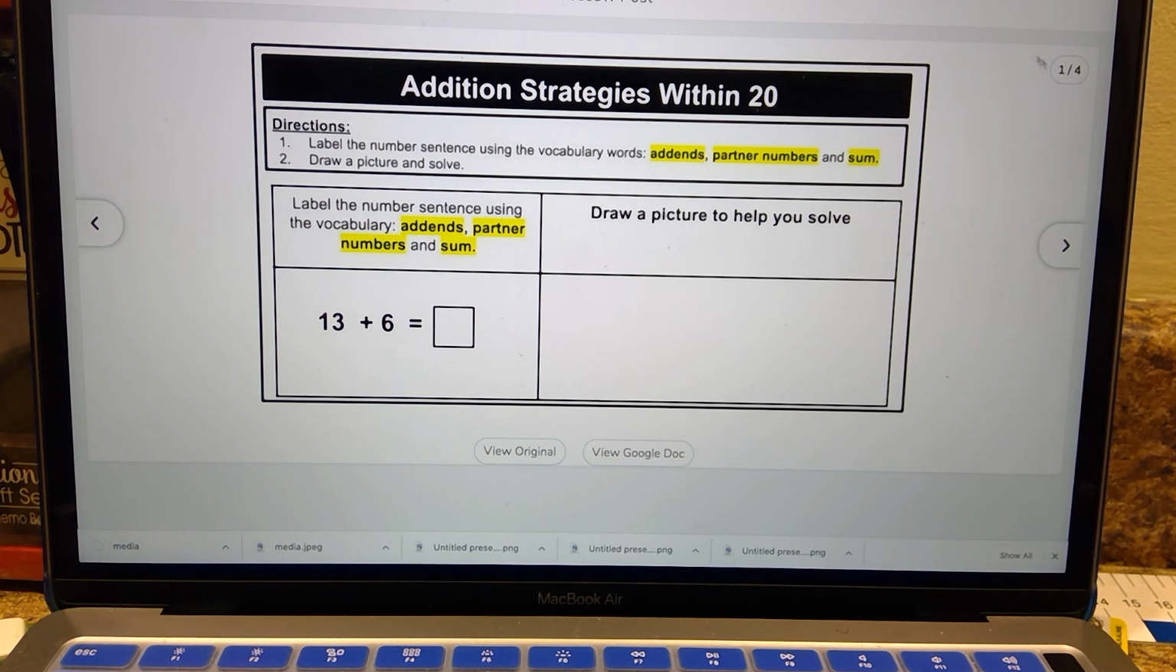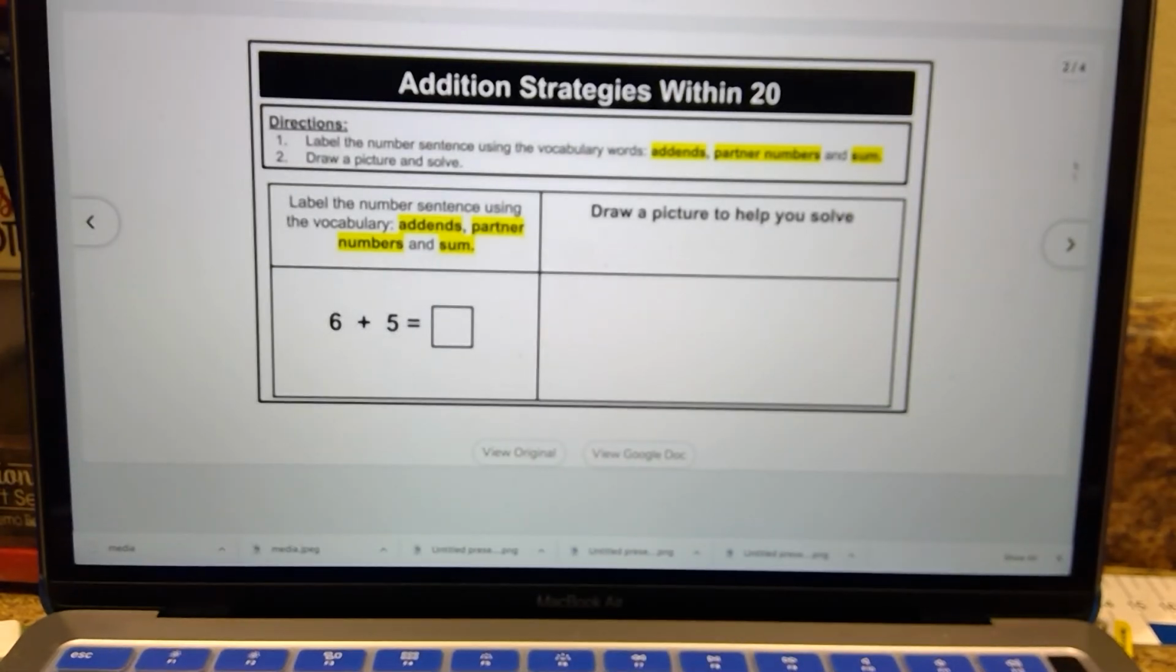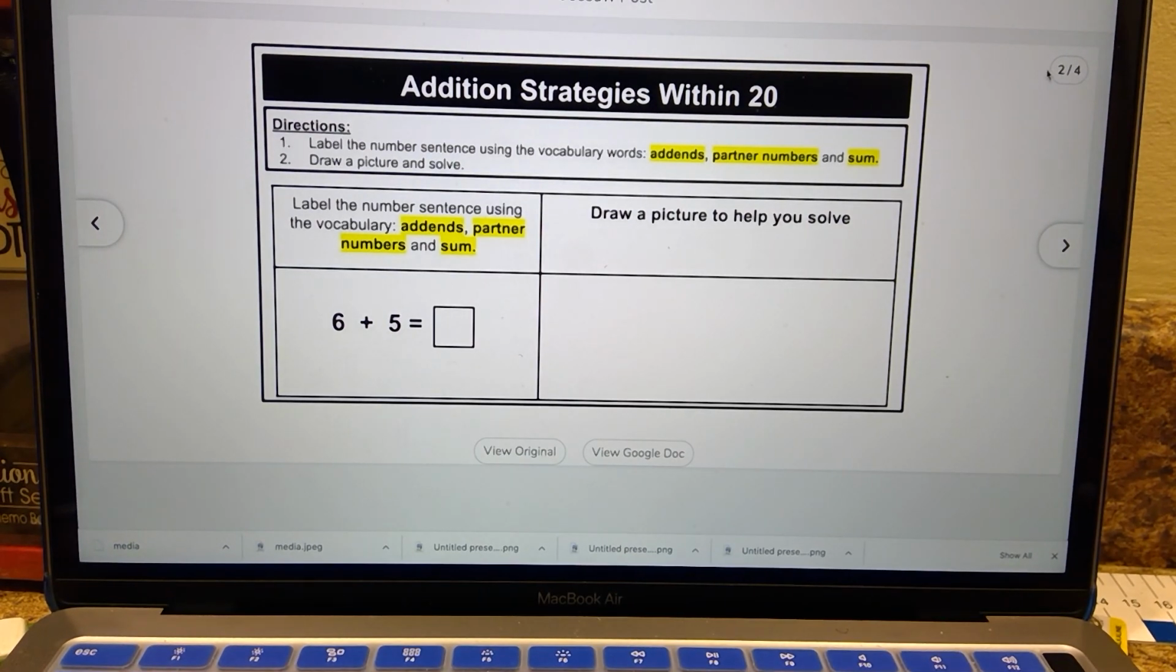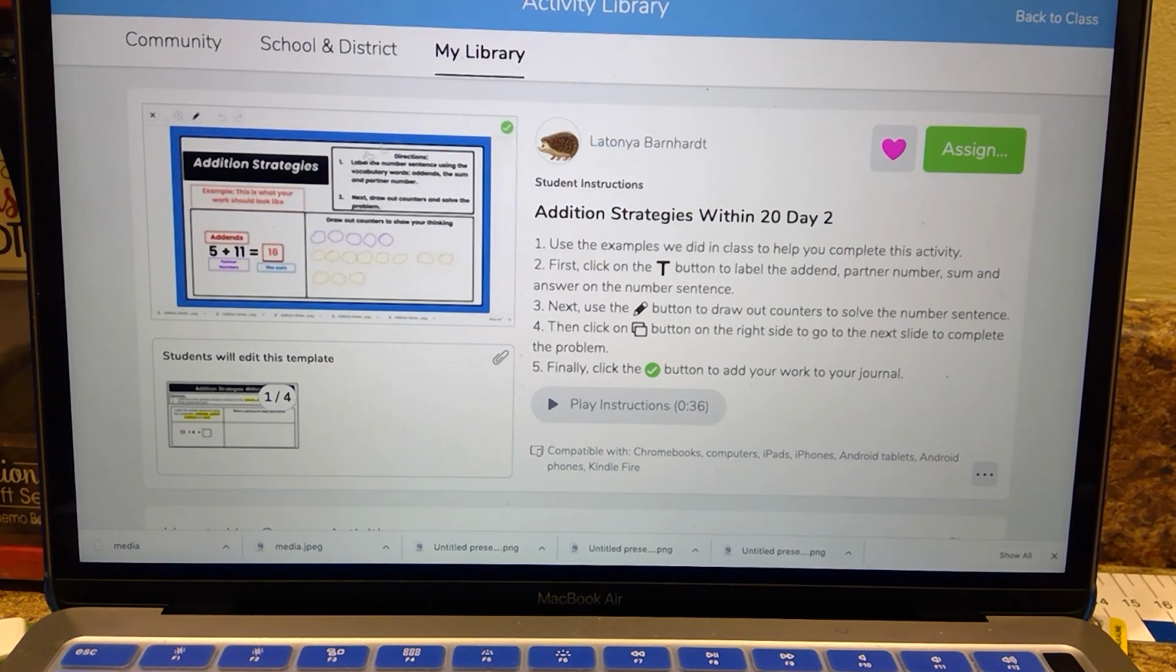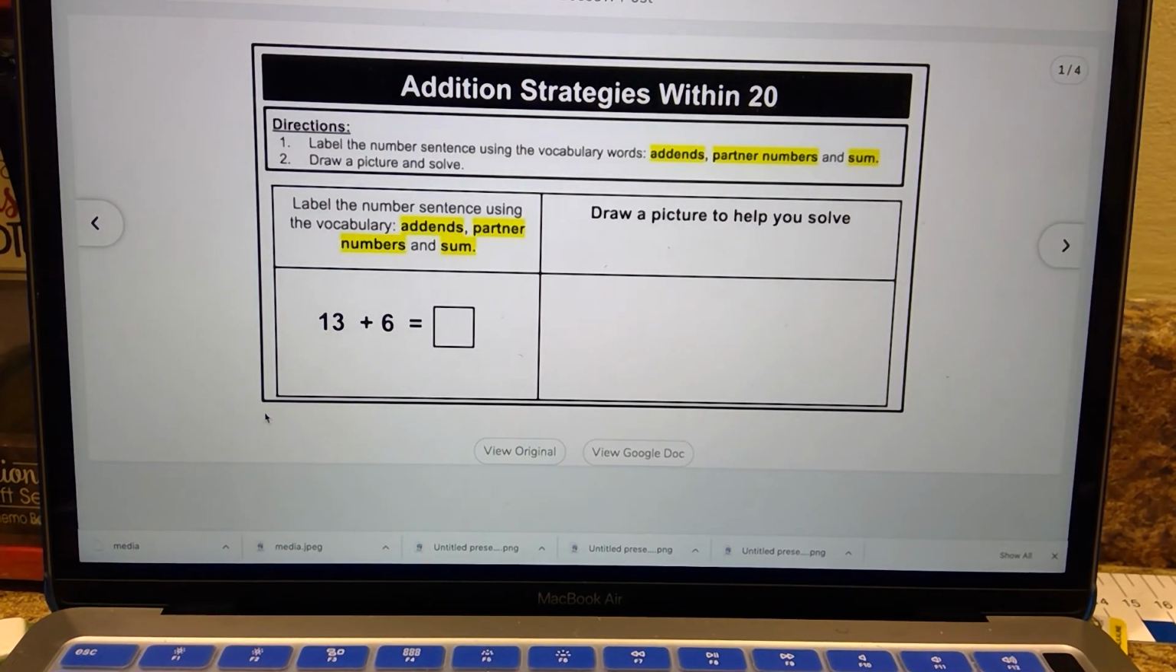When you're done, come along on this side. You'll see slide 1, slide 2, slide 3, slide 4. Click on the next slide and you're going to do the same exact thing. So once again, you're going to go into your Seesaw account. You're going to find this activity, addition strategies within 20, day 2. Very important that you find day 2. Okay? When you're done, once you got it, you're going to go ahead and click on it.